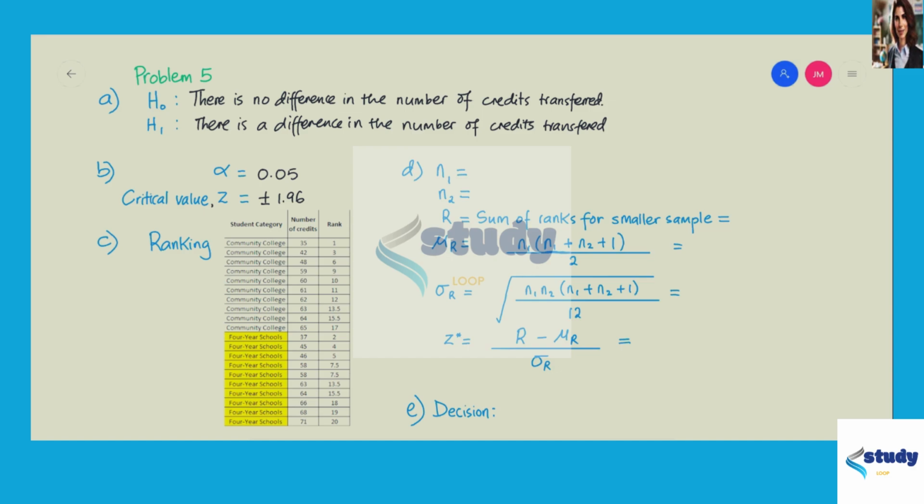Next, after the ranking, we're going to give the value of N1, and N1 is the sample size for the smaller group. But in this case, the sample sizes are equal. That is, the community college students are 10, while the students who started a 4-year program are also 10. So N1 is 10 and N2 is 10. But in our case, we're going to be using N1 as the 4-year school students.